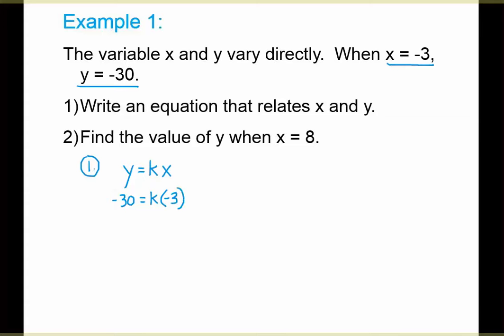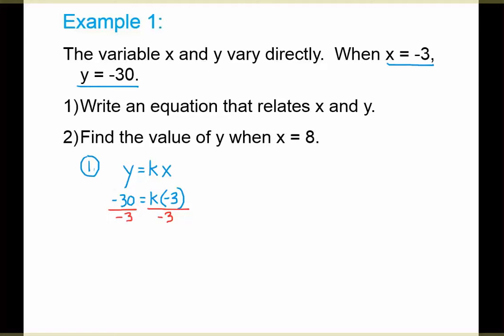So when I plug in a negative 3, it spits out a negative 30. What is that number k that's causing this to happen? Well, we can work backwards to figure that out. Notice I use parentheses there because the k is multiplying the negative 3. All right, to get k by itself, to solve for k, what would we do?